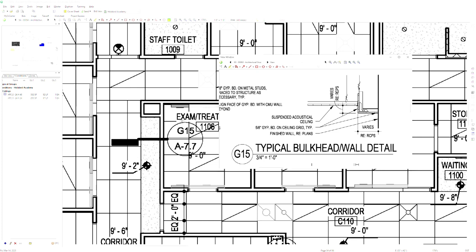Okay, so we're zoomed in tight on both the detail and the plan. This symbol here indicates that we're looking at a section cut of the building. So we would be standing here looking this direction, and this is what we would see.